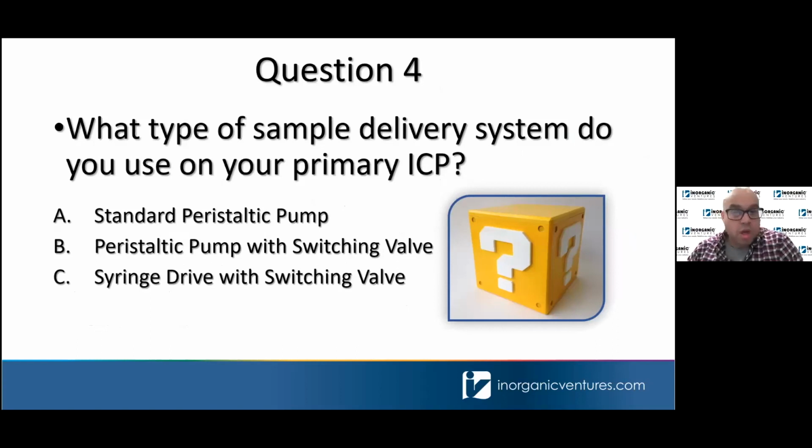One more question: what kind of sample delivery system do you use on your primary ICP? We'll give you a few seconds to answer. Okay, let's see what we got. Standard peristaltic pump, so that's the vast majority. Good, and we use that. We use both systems in our laboratory, so we have a good amount of experience with both. Let's go ahead and move on to the next.